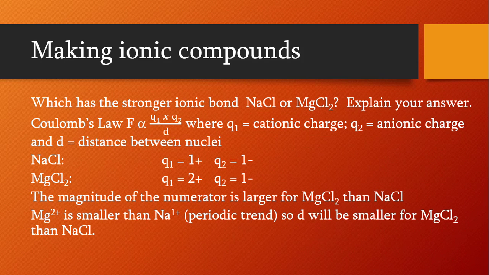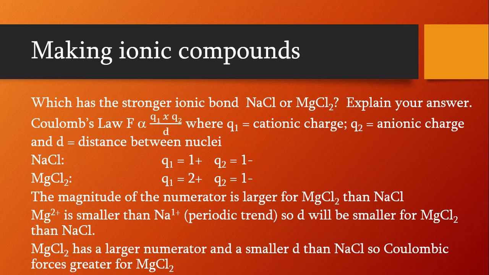Now the magnesium ion is smaller than the sodium ion. Both are in the same period, but the magnesium ion has a higher effective nuclear charge than the sodium ion, so it pulls the outermost level in a little bit closer. So the D is smaller for magnesium chloride than sodium chloride. So in this case, you have a larger numerator and a smaller denominator. So the magnitude of the force for the magnesium chloride will be greater than sodium chloride. So magnesium chloride has the stronger ionic bond.